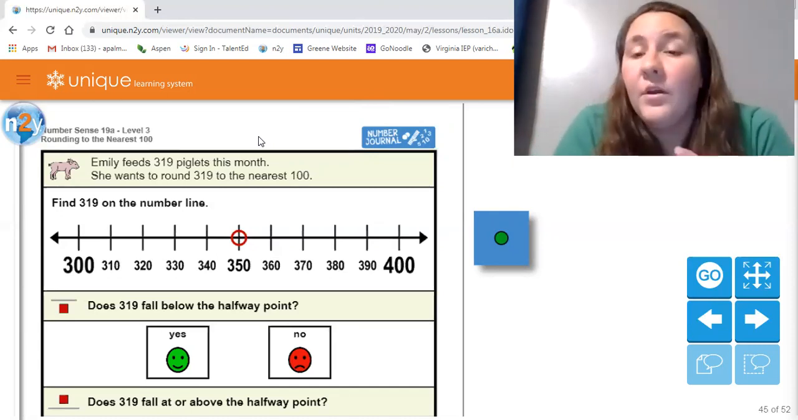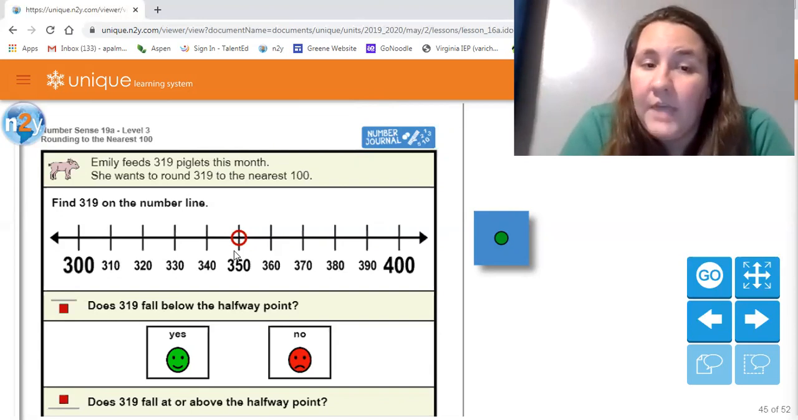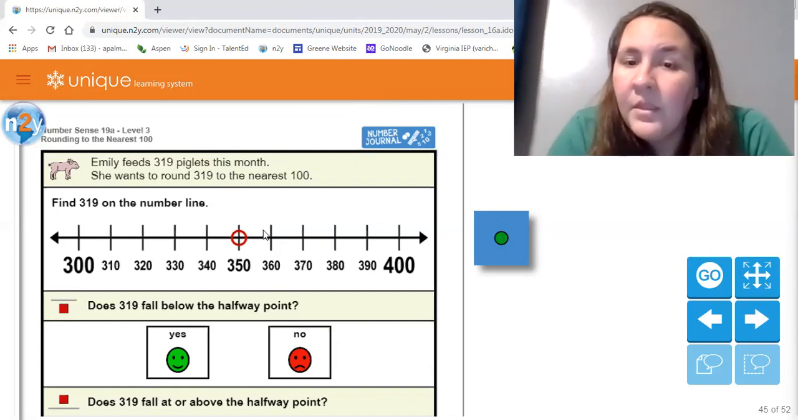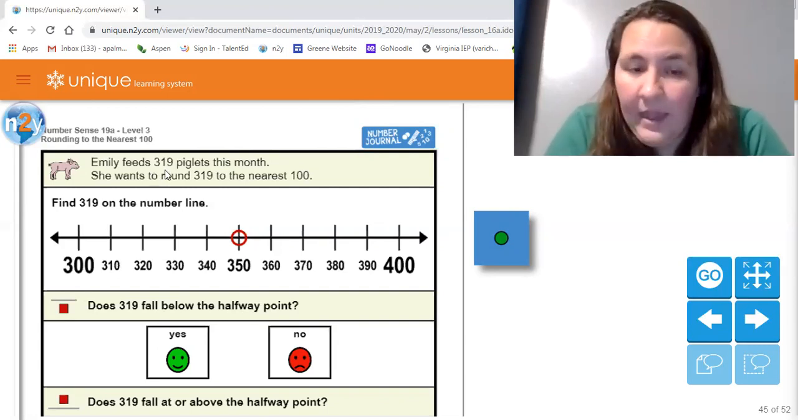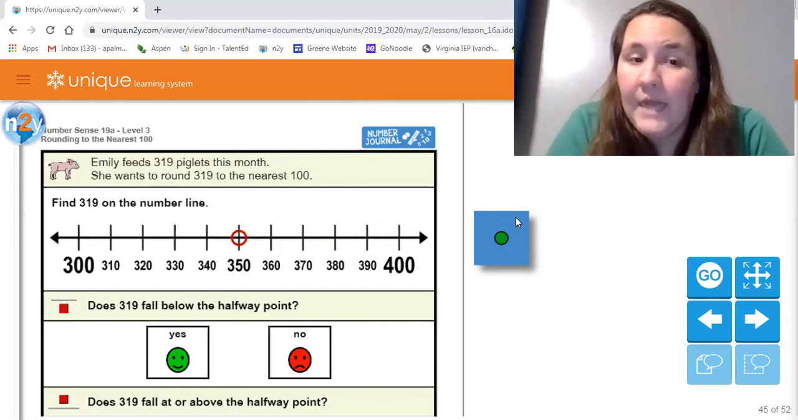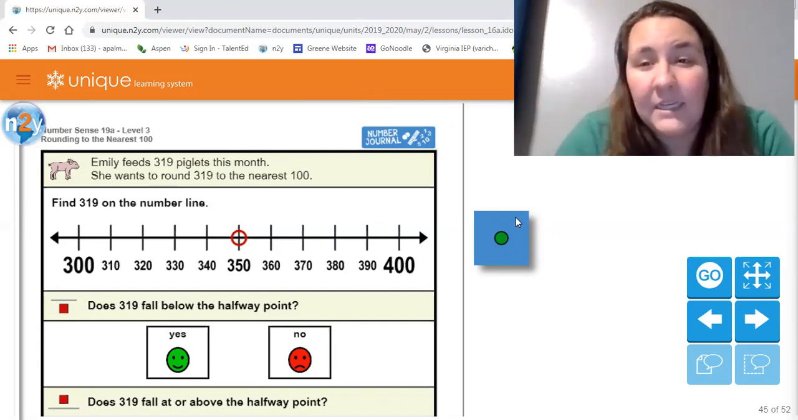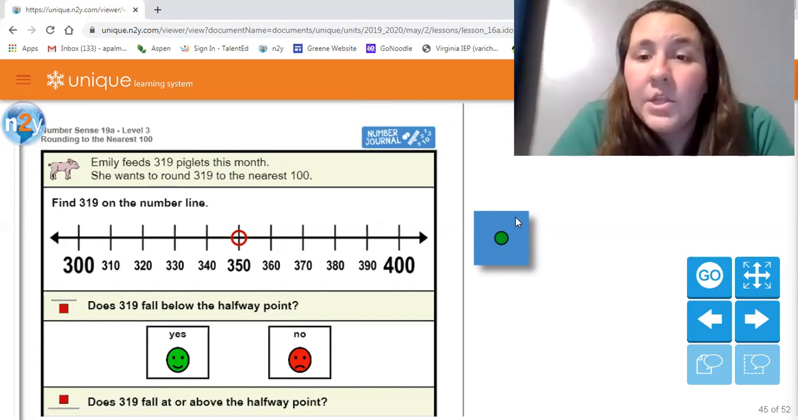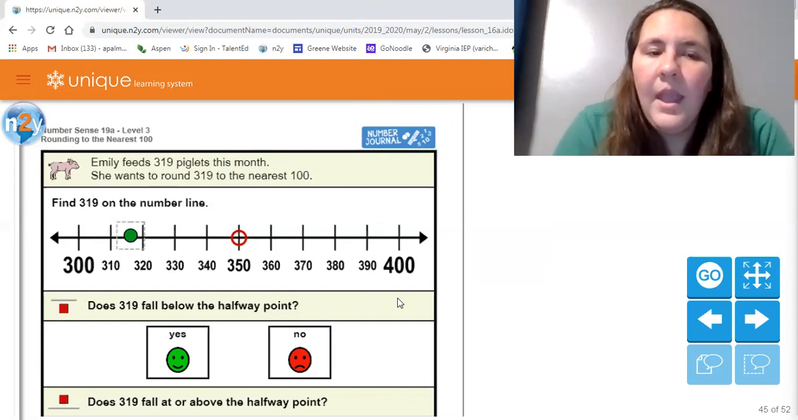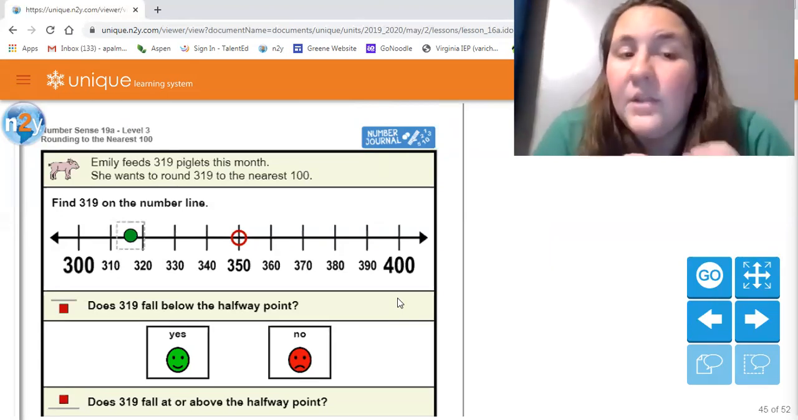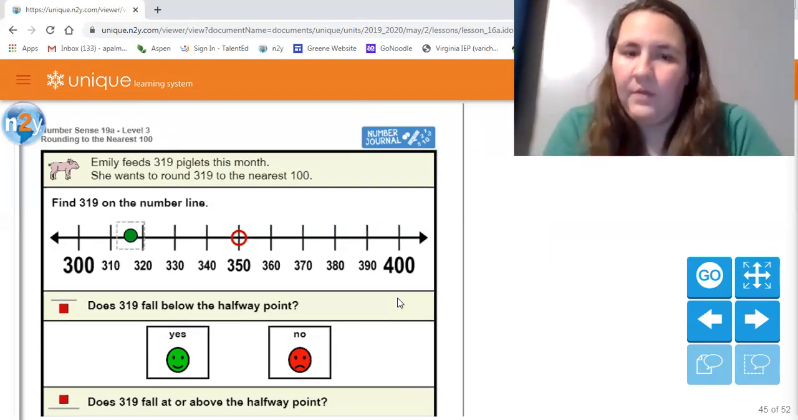So remember, for hundreds place, we have our dot to tell us where the middle is. And we need to find about where 319 is, okay? And that's where we put our green dot. So I know that the number 19 is right before the number 20. So I'm going to look for 320 and put my green dot there. Okay. And it might not be exactly, but it's close enough that I can do my rounding, okay?